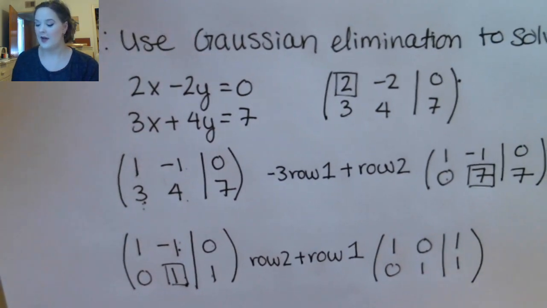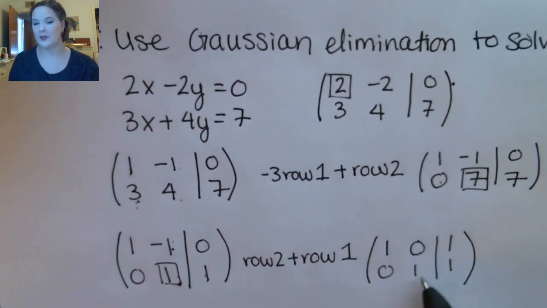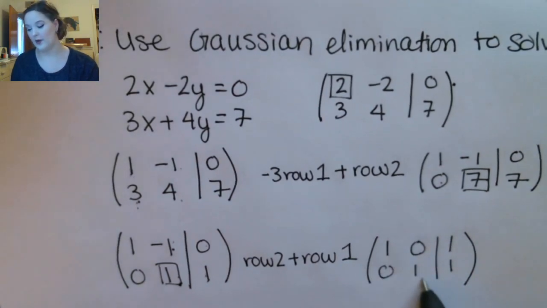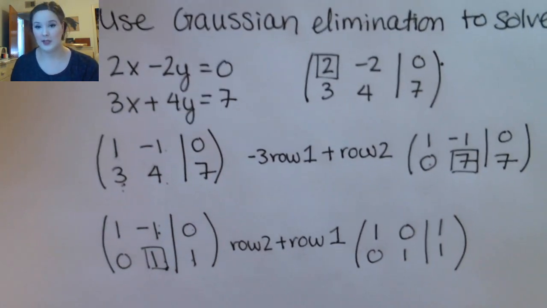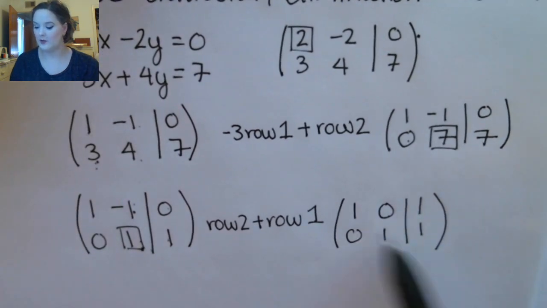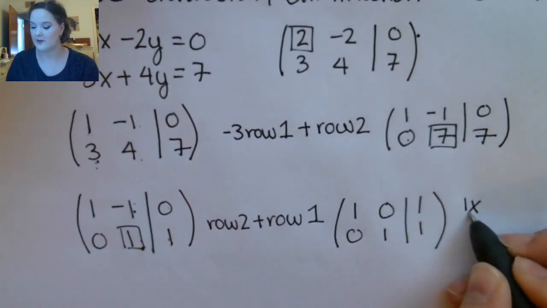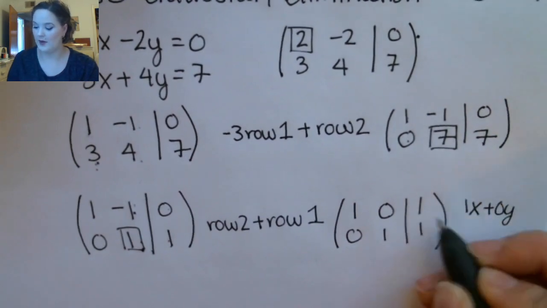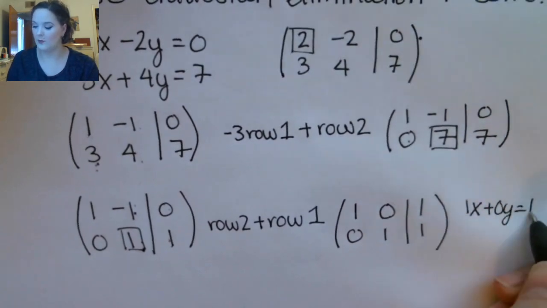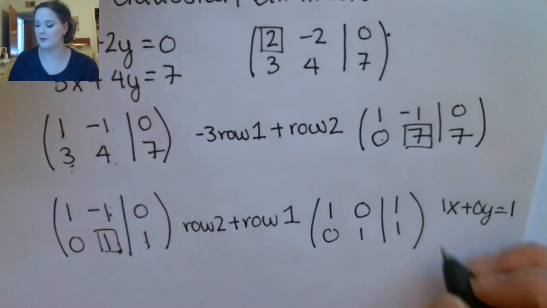Okay, and now you can see that the left side, the part that corresponds to the coefficients, is in the form you want. 1 on the diagonal, 0 everywhere else. Okay, now I want you guys to remember what this means, right? This 1 means 1x, 0y, okay, equals 1.